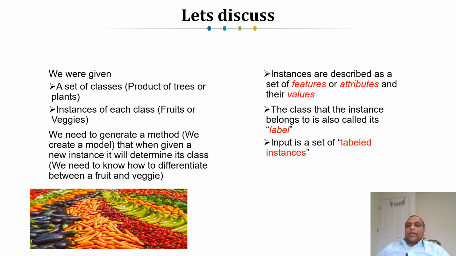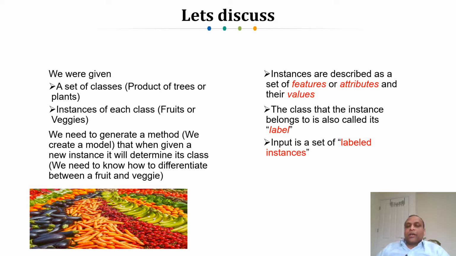The class that instances belong to is also called a label. So basically, a thing which is violet in color, about the size of a banana, but violet in color. If you eat it raw, it will taste horrible. But if you eat it after being cooked, the taste is great, and all these kind of things.